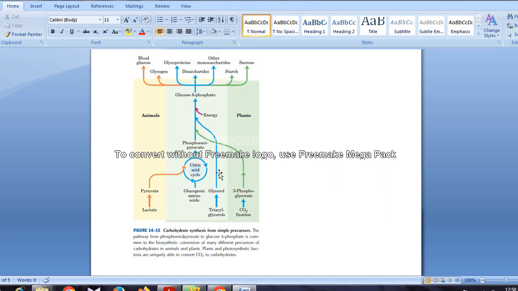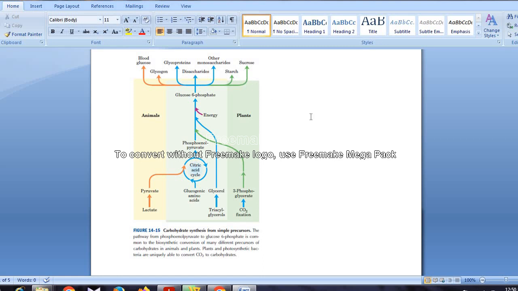Glycerol can come and get inside as dihydroxyacetone phosphate. Likewise, from carbon dioxide fixation, 3-phosphoglycerate can come and form glyceraldehyde 3-phosphate. So through all these pathways you are synthesizing glucose, and from glucose you get other molecules such as glycogen, disaccharides, etc.